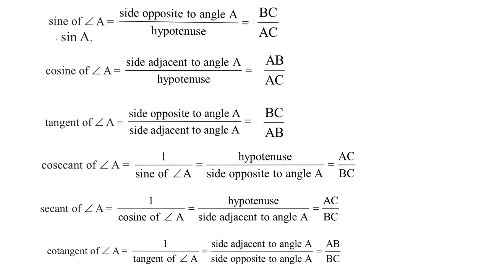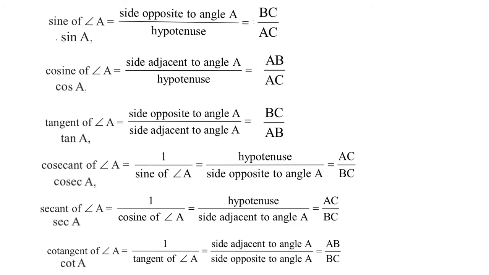Cosine of angle A is adjacent side over hypotenuse. The short form of that is written as cosine A. Tangent of angle A is opposite side divided by the adjacent side, written as tan A. Similarly, cosecant of angle A is nothing but the reciprocal of sine, which is hypotenuse over the opposite, written as cosecant A. Secant A is the reciprocal of cosine, that is hypotenuse over adjacent side, written as secant A. And cotangent is the reciprocal of tangent, which is adjacent over opposite, written as cot A.